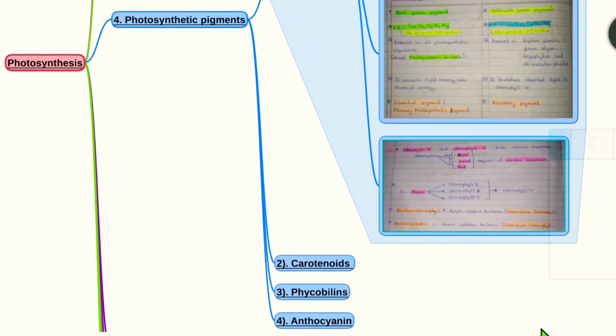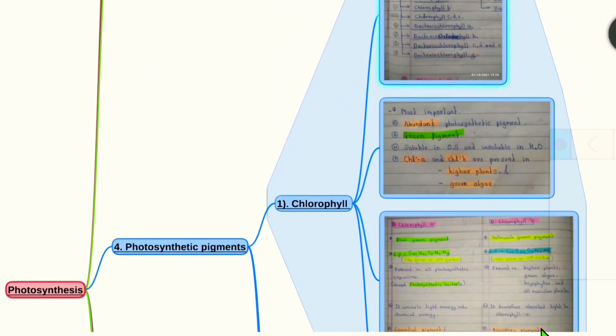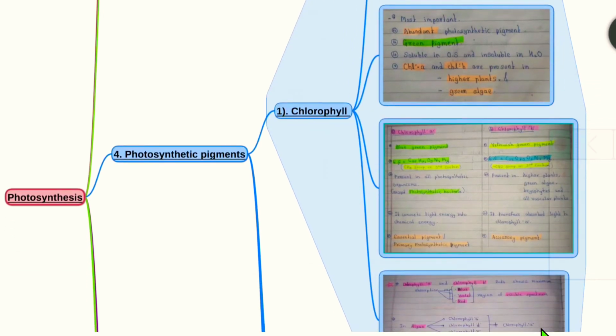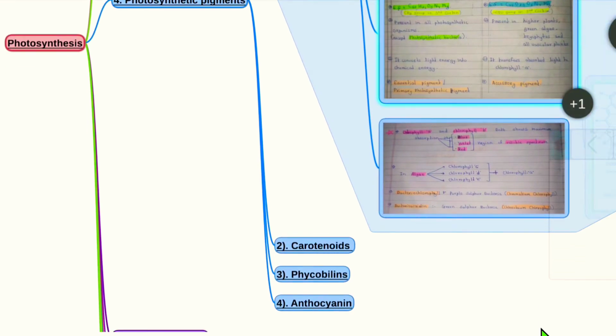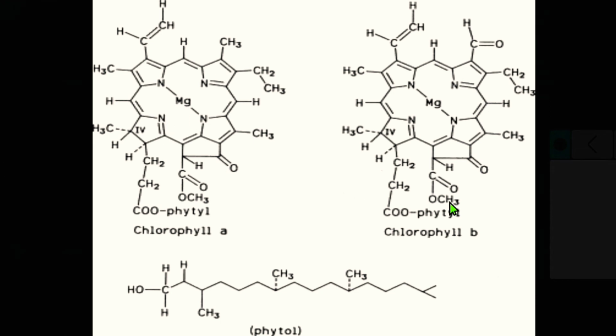To the next, let's see the structure of chlorophyll. This is the chlorophyll A and this is the chlorophyll B. You see at least one difference of chlorophyll A and B. Here the methyl group is present and here the aldehyde group is present. This is chlorophyll A and this is chlorophyll B. At the middle the magnesium element is present.